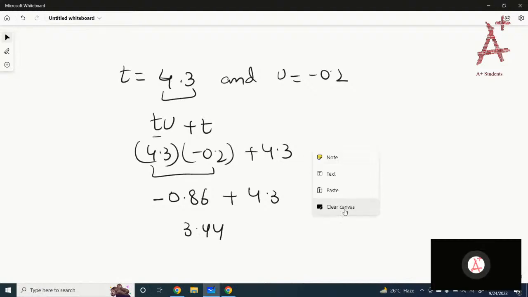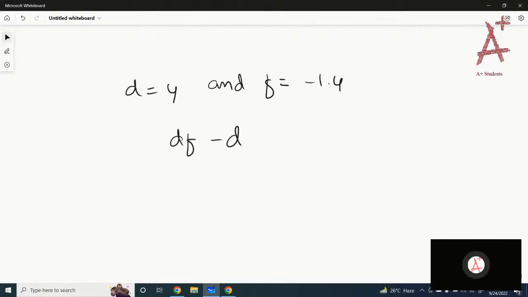Okay, the next one is: evaluate the expression for d equals 4 and f equals negative 1.4, and the expression is df minus d. So what we have to do is plug in all the values. So plug in the value d is 4 and f is negative 1.4, and subtract again d, which is 4. Got it? So just evaluate these values.